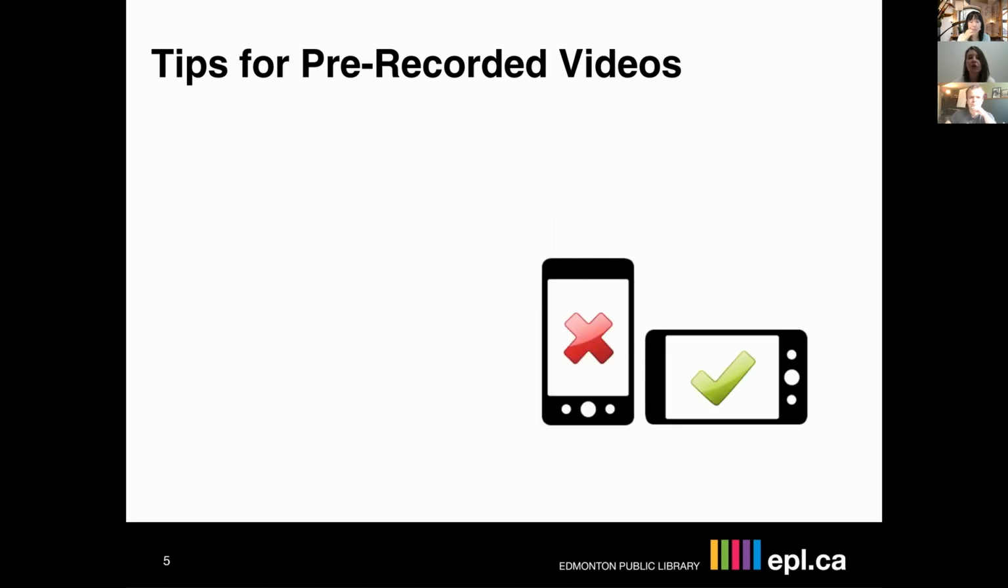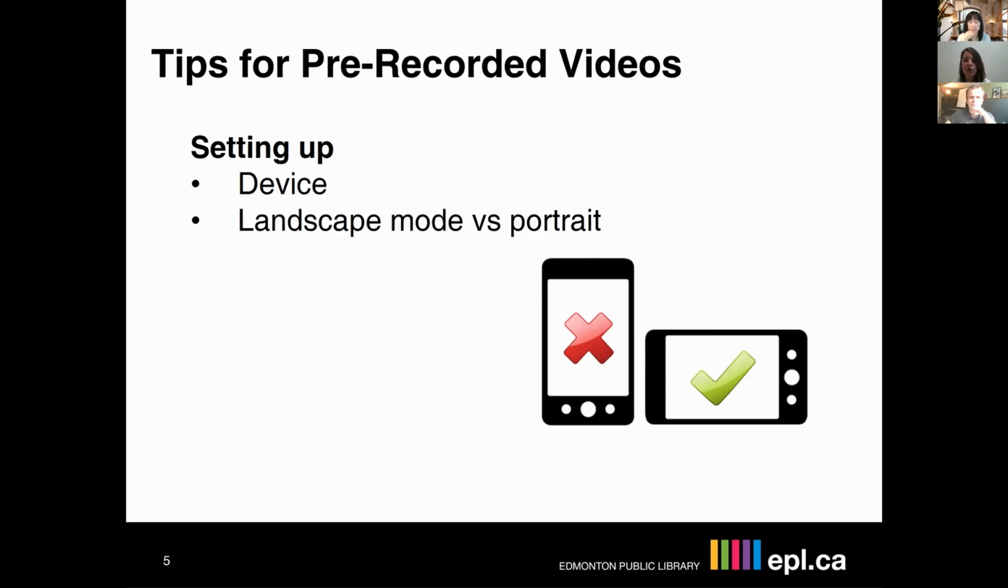Some more tips for setting up your pre-recorded videos. When you're filming, the first thing you really need to think about is what you're going to film on. What is your device? If you have a phone from the last few years, it likely has a good camera and it'll work pretty well for filming. You should make sure you're using the outside facing camera, not the selfie camera, and make sure it has enough storage for your video.